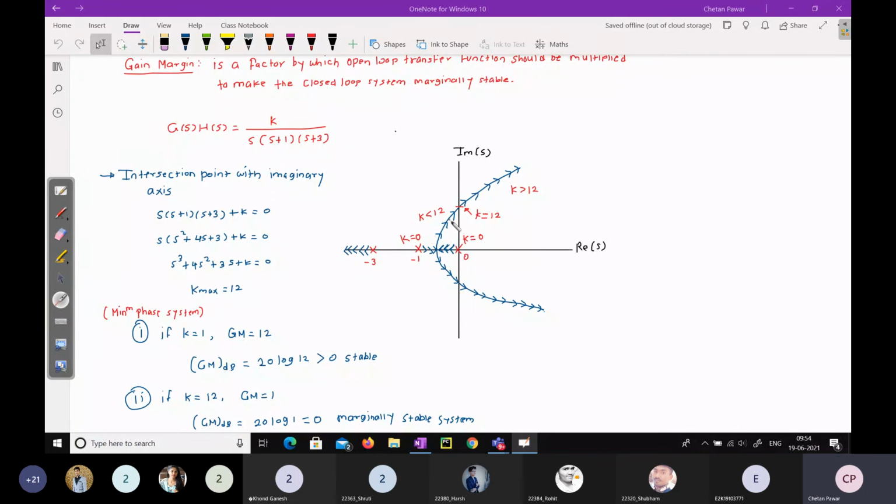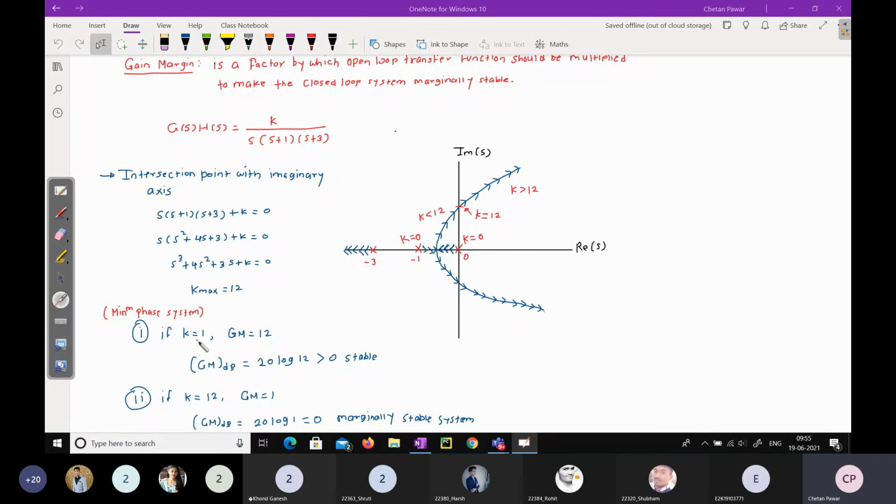When the value of k is less than 12, what is the closed loop system stability? By looking at the root locus, will the system be stable or unstable? For k less than 12, the system will be stable, right? So if k is equal to 1, the system will be stable. And if you want to make this system marginally stable, by which factor will I multiply this k? For marginal stability, what is the value of k here? 12. Right.